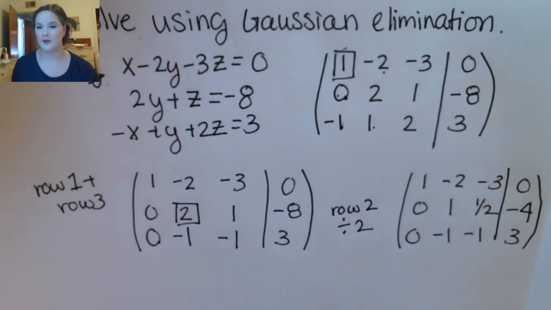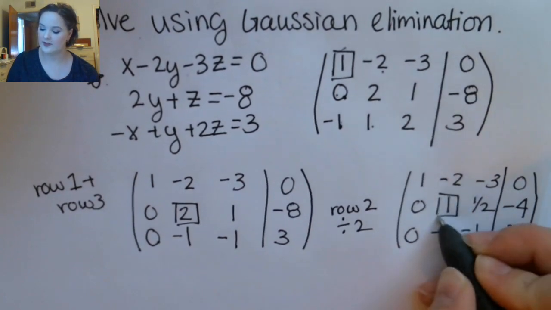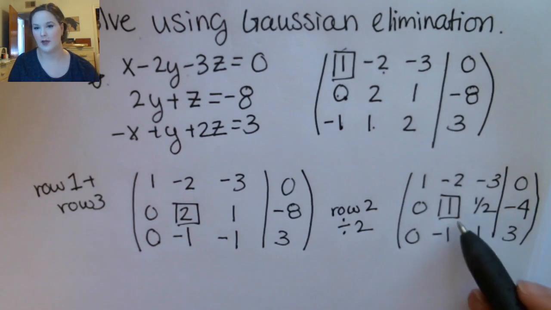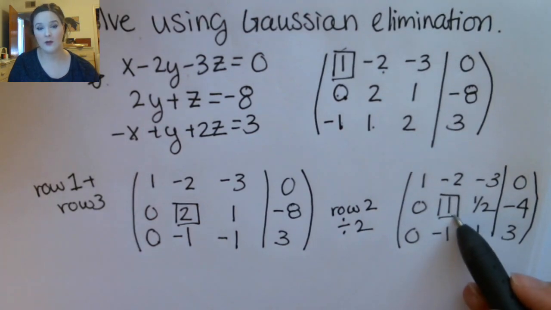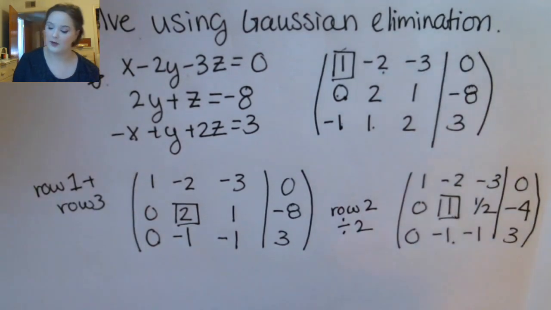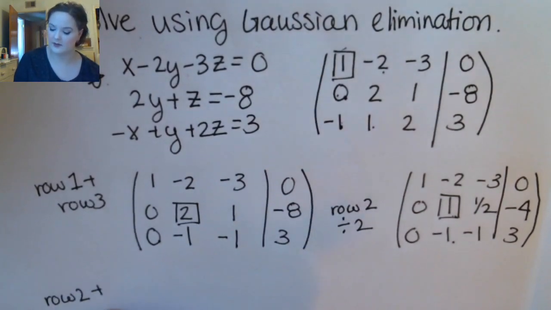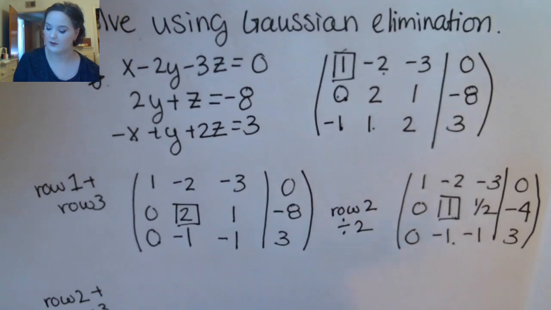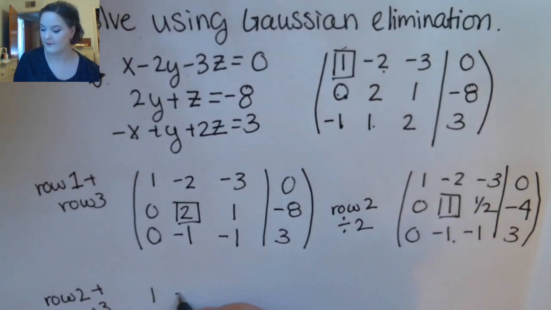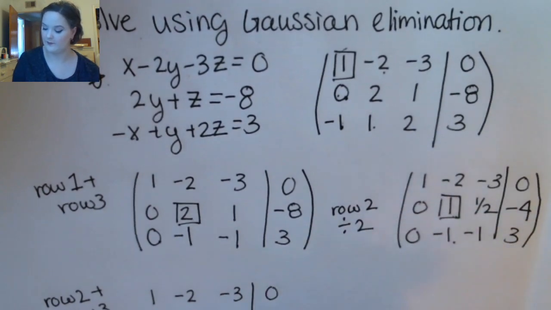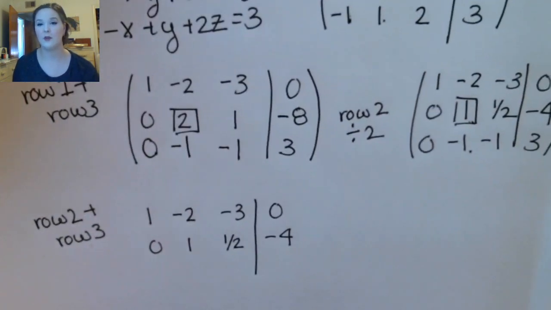All right, so now I'm still looking at this entry. I want the entry below it to be 0. I'm going to use the second row to eliminate this row. So I'm going to take row 2 and add it to row 3. Not changing my first 2 rows at all.